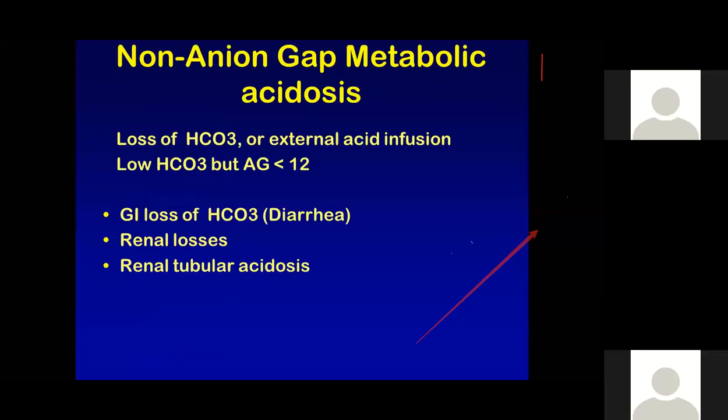Now, what are the causes of non-anion gap metabolic acidosis? This particular slide is very important because this is what keeps confusing us. Non-anion gap metabolic acidosis is commonly seen in diarrhea, that is GI loss of bicarbonate. Whenever there is a loss from the gastrointestinal tract, especially in diarrhea, that causes non-anion gap metabolic acidosis. Or renal tubular acidosis, again a typical example where the bicarbonate is being kept back and hydrogen ion is excreted. So this is a cause of non-anion gap metabolic acidosis.